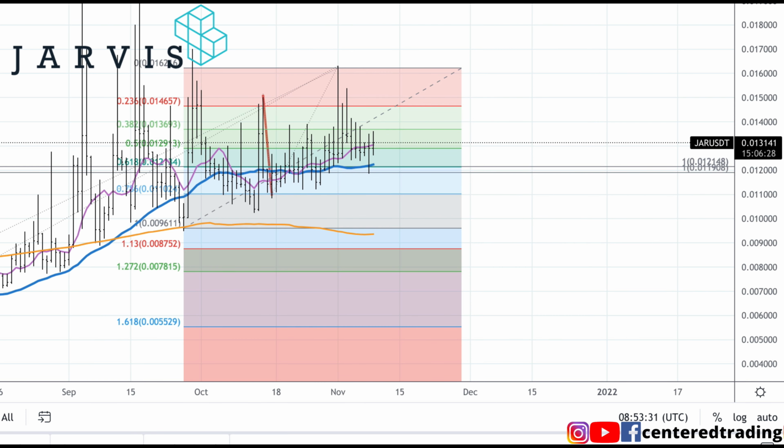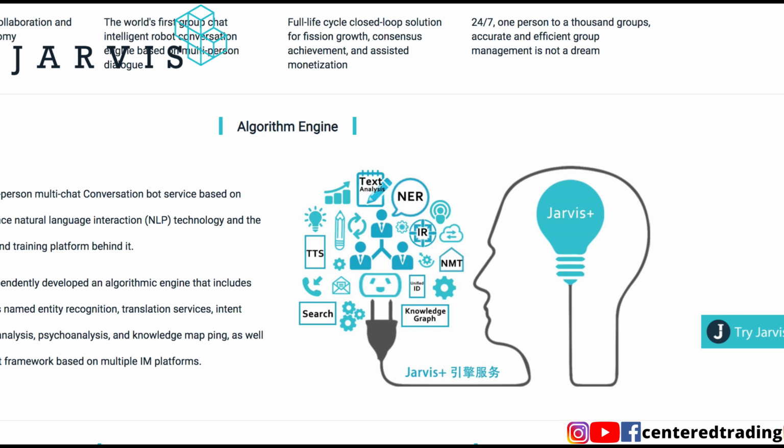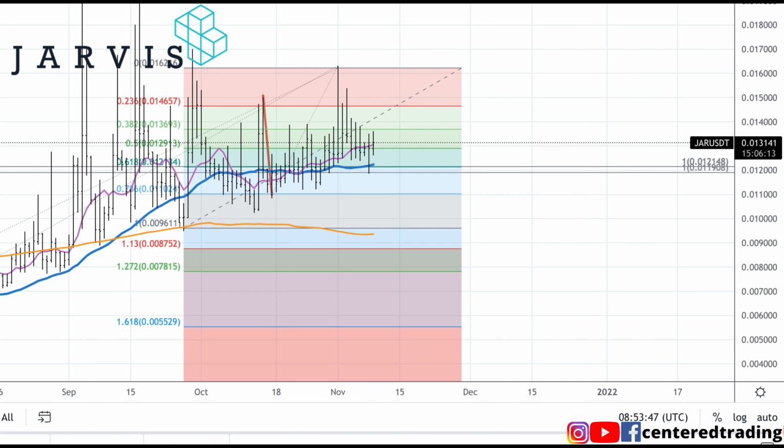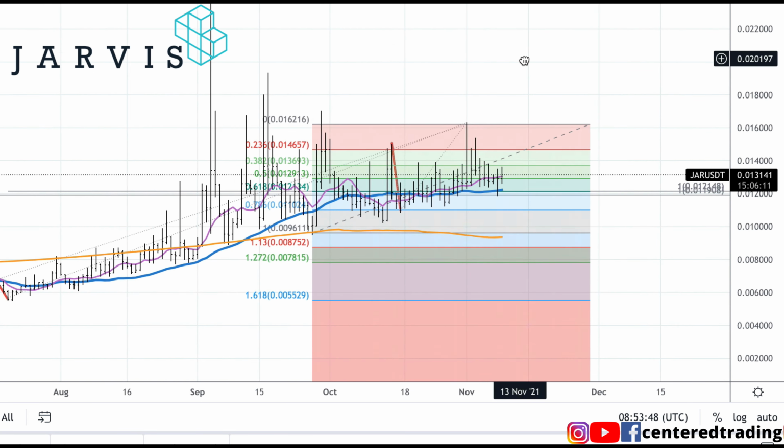Now what exactly is Jarvis Plus? It's a multi-person, multi-chat conversation, bot-based NLP, got artificial intelligence in it, algorithmic engine. You guys can look this up on their website. I'm just more focused on the technical analysis.